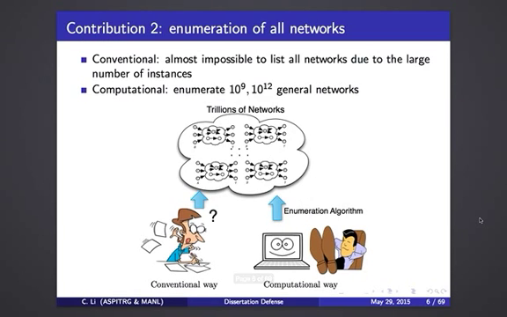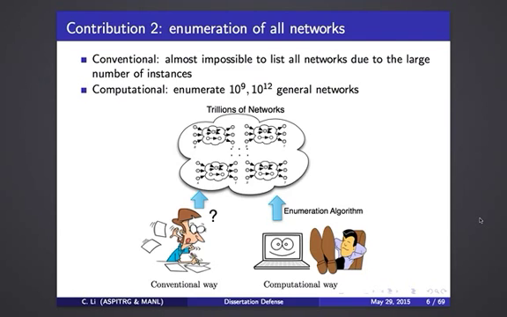Having this powerful tool at hand, we would like to see how many problems it can solve. That's why we made our second contribution. We enumerate all networks for a given size. Again, it is almost impossible for a human to list all networks due to the large number of instances. But with our enumeration algorithm, it is easy to enumerate millions, billions, or even trillions of general networks.